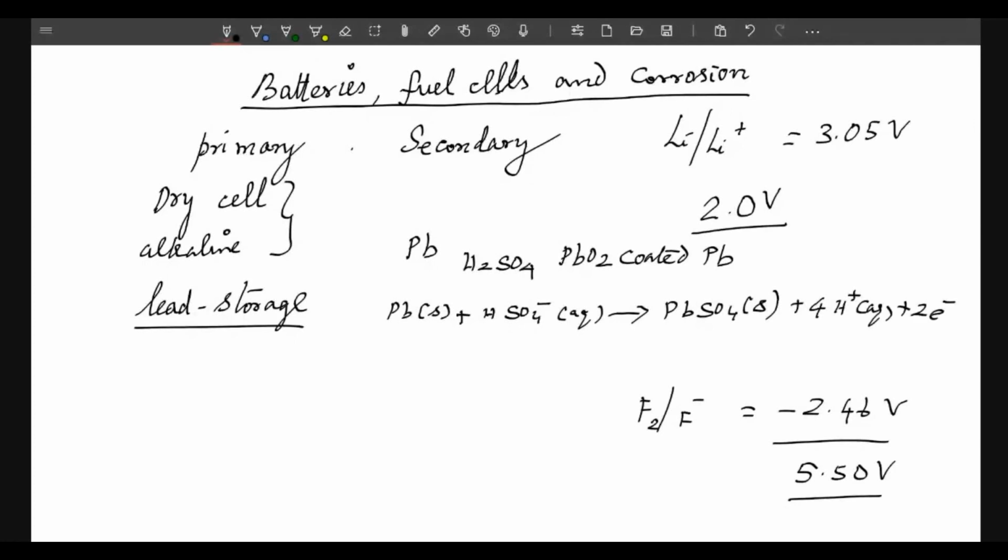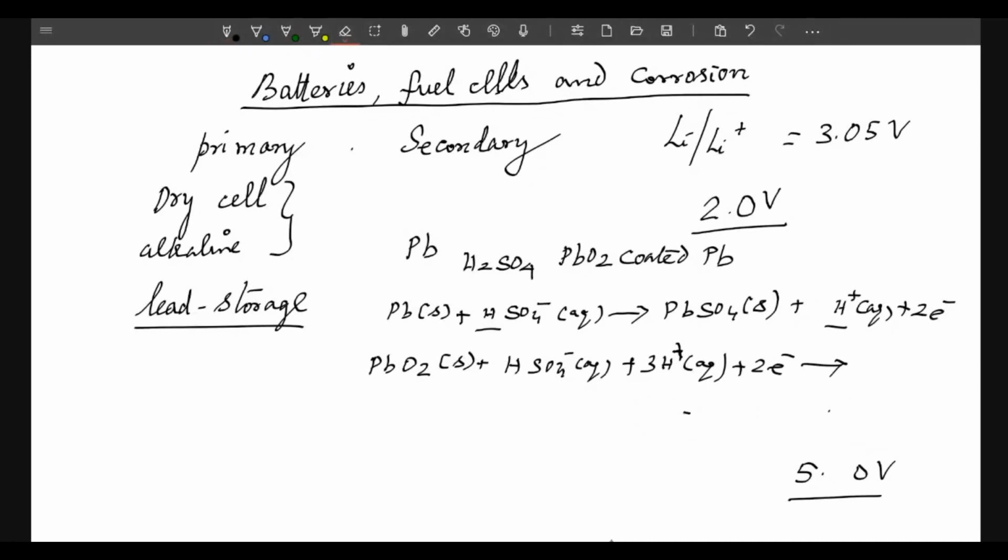And at the cathode, we know the reduction is taking place. The PbO2 solid, the coated lead dioxide, reacts with the HSO4 minus aqueous, with which it is in contact, plus 3 H plus, which is already present. Here it is not 4, it is just H. Sorry, correct it here: only one H plus, because only one hydrogen is present. 3 H plus aqueous plus 2 electrons giving lead sulfate, which is solid. It adheres on the cathode, and water, liquid.